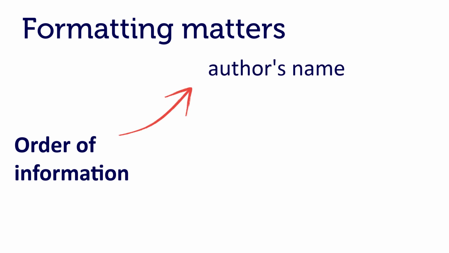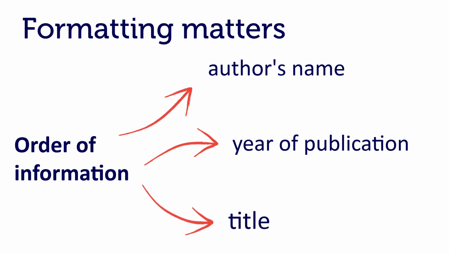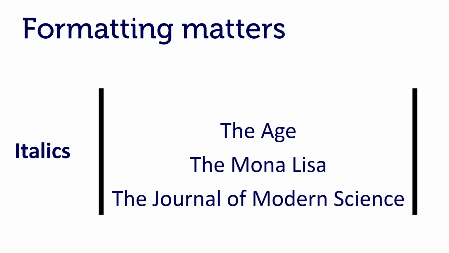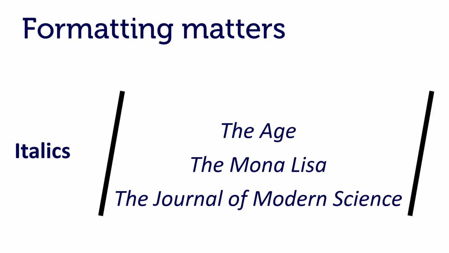With referencing in any style, formatting matters. This means that you need to provide information such as the author's name, year of publication, and title of text in the correct order. On top of that, punctuation needs to be used accurately. For example, full stops, commas, quotation marks, and brackets need to be used in the right place. And also, you need to pay attention to your use of italics in your reference list.